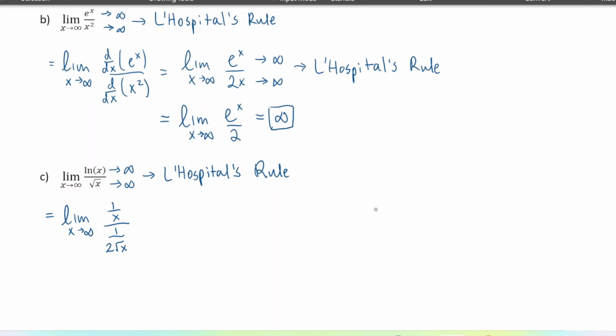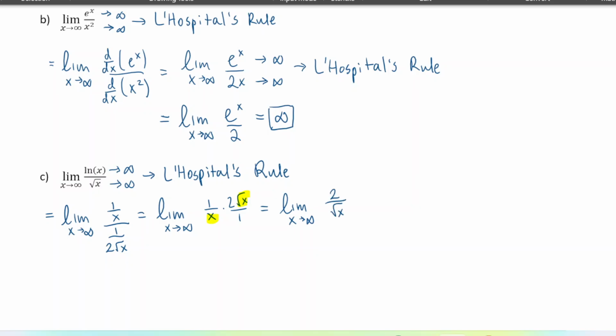Okay, I'm going to try to write this in a nicer form. Instead of dividing 2 fractions, I am going to multiply by the reciprocal of the second fraction. So I'll have 1 over x multiplied with 2 root x over 1. And root x and x can be combined together using exponent laws, so I can subtract their exponents, and I'll end up with limit as x goes to infinity, 2 over root x.